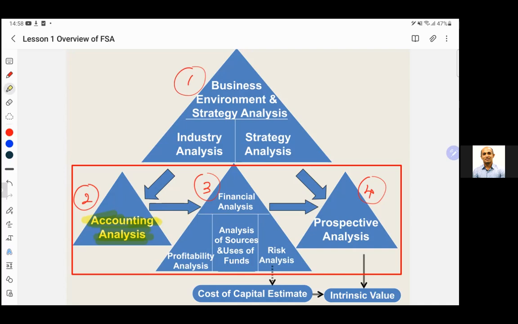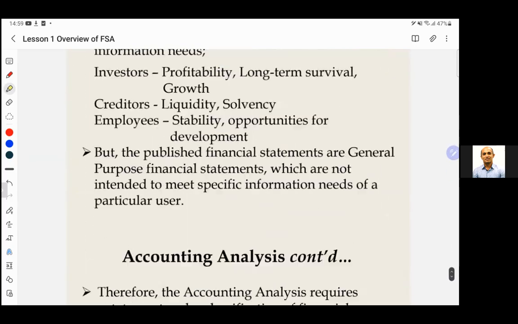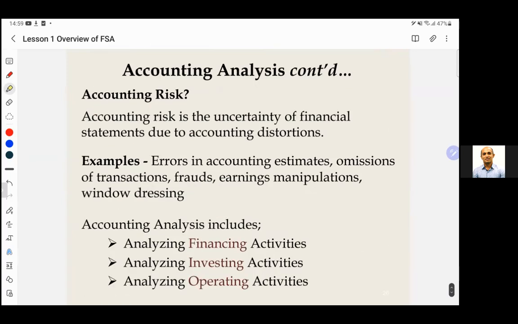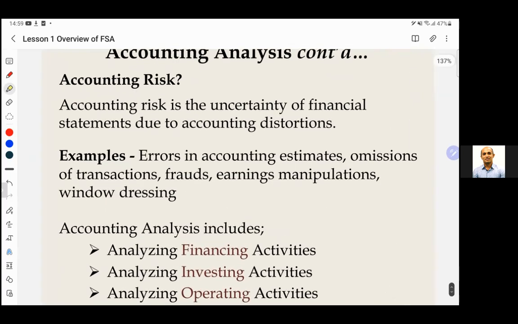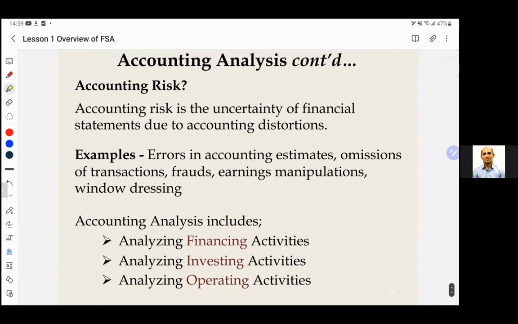So these are some examples of things or activities you carry out in the accounting analysis. Then, for the ease of your understanding, we have divided accounting analysis into 3 categories. You can see this in your first handout in lesson number 1.